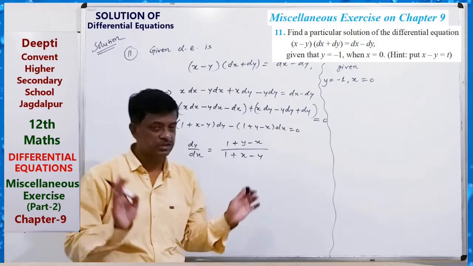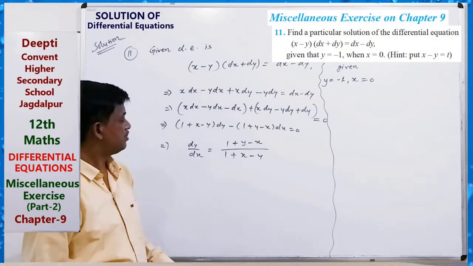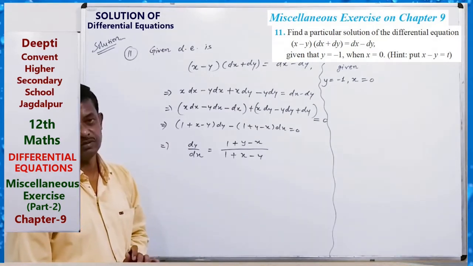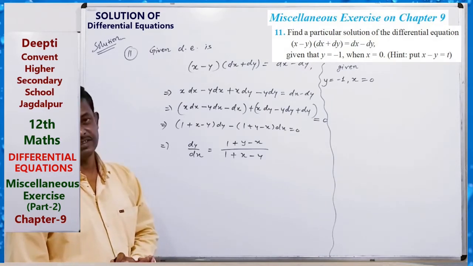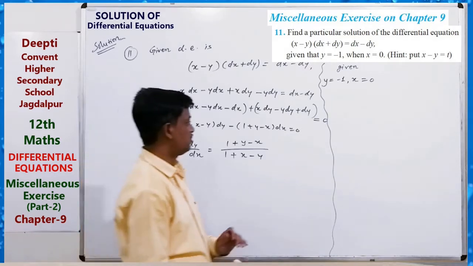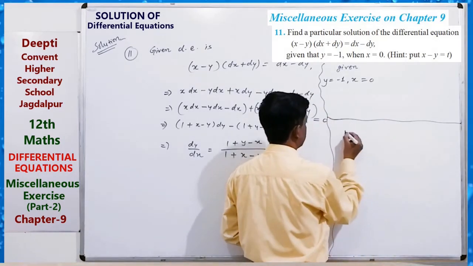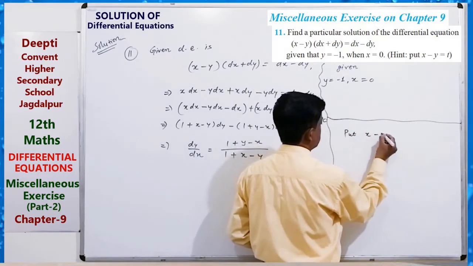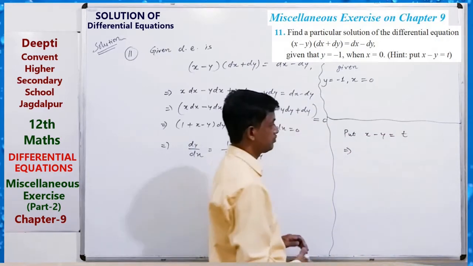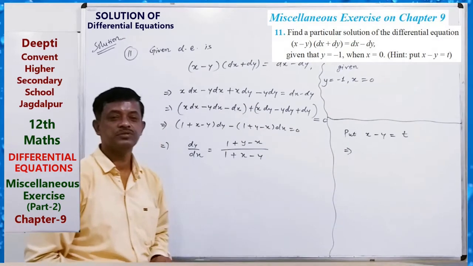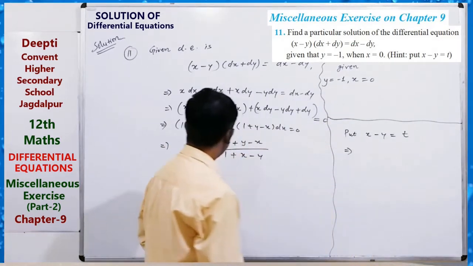This is not a homogeneous equation and not separable form, and it cannot fit the linear differential equation. So what we have to do, just put x minus y equals to t, and then we can solve it. Clear?